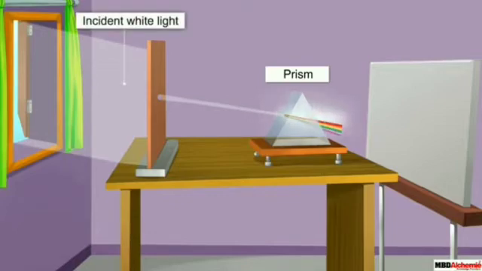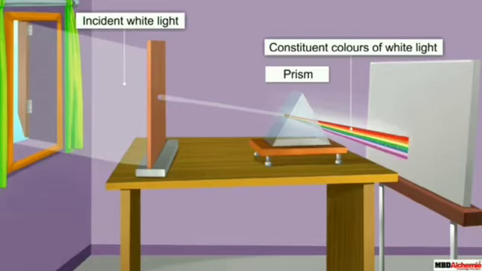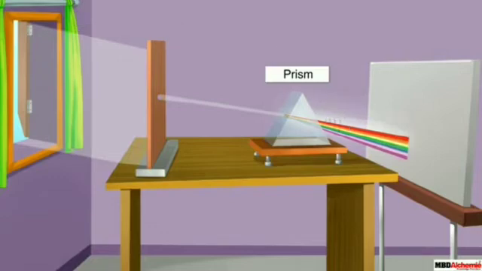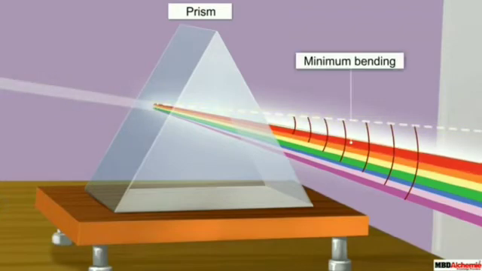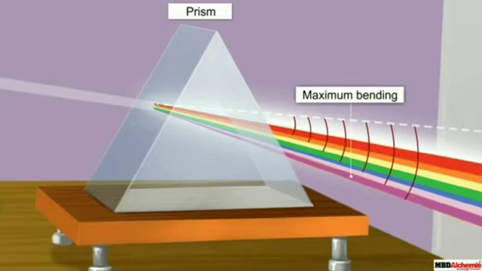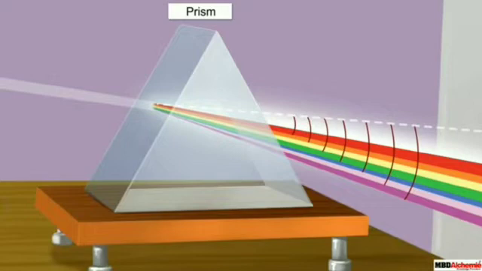Splitting occurs as the different colors of sunlight bend at different angles with respect to the incident ray when it passes through the prism. Red light bends the least and violet bends the most. Thus, the rays of different colors emerge along different paths and become distinctly visible. And this band of 7 colors is called the spectrum.